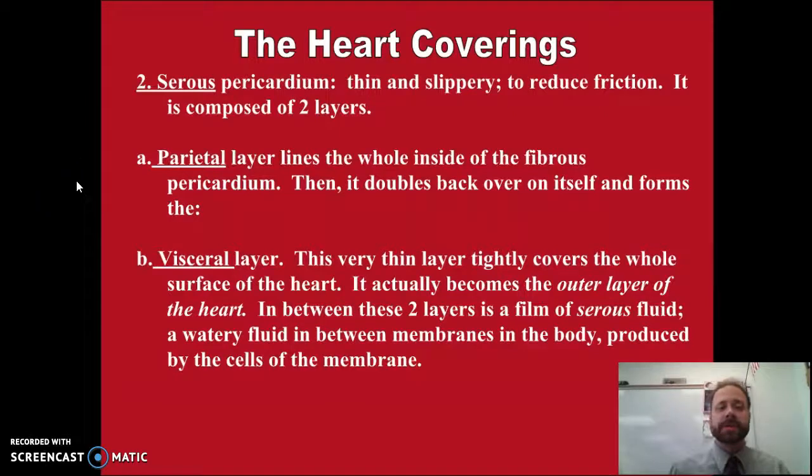All right, so now we also have the serous pericardium. It's thin and slippery. That's there to reduce friction, because remember, the heart is constantly pumping, right? So there's going to be some movement there, and we want to reduce some of the friction of that movement. The parietal layer lines the whole inside of the fibrous pericardium. It actually doubles back over on itself and forms what's called the visceral layer. Very thin, it covers the whole surface of the heart and actually becomes the outer layer of the heart. And between these two layers is a film of serous fluid, a watery fluid that is produced by the cell membranes themselves.